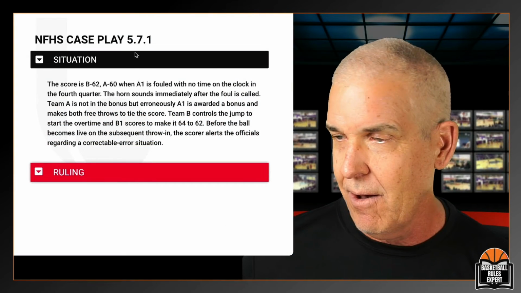But let's also think about our play scenario as it's going here. Team B controls the ball. They go down and they score. Right? This is something different. So now our correctable error time frame. Let's evaluate it. Erroneous free throws were awarded. The ball became live in the overtime period. Team B went down and scored. The ball became dead. Live, dead. Both scenarios really exciting and interesting. Let's look at the ruling on the play.